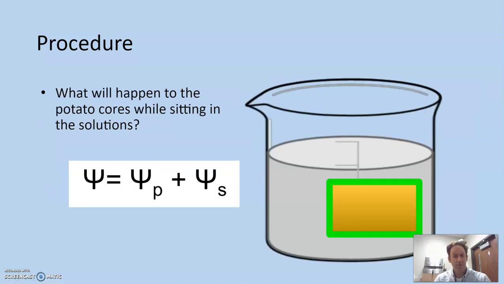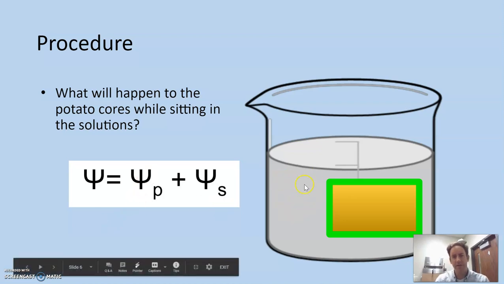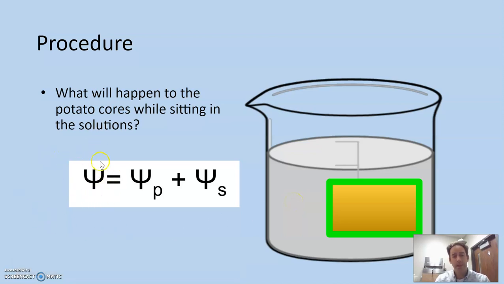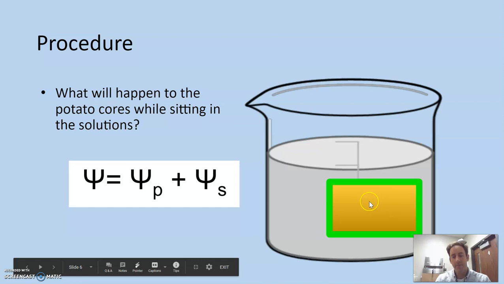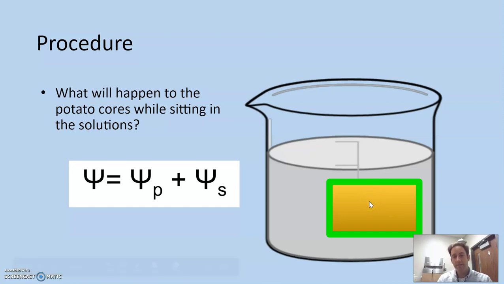So let's preview what might be taking place. What's going to happen to these potato cores as they sit overnight? Well, let's imagine that this beaker is filled with distilled water. The water potential of distilled water, of pure water, is 0. But now we have this potato core in there, and we know that cells have solute in them, and so the solute potential of the potato core is going to have a negative value because of that solute in the cell. So there's proteins, carbohydrates, all other stuff.